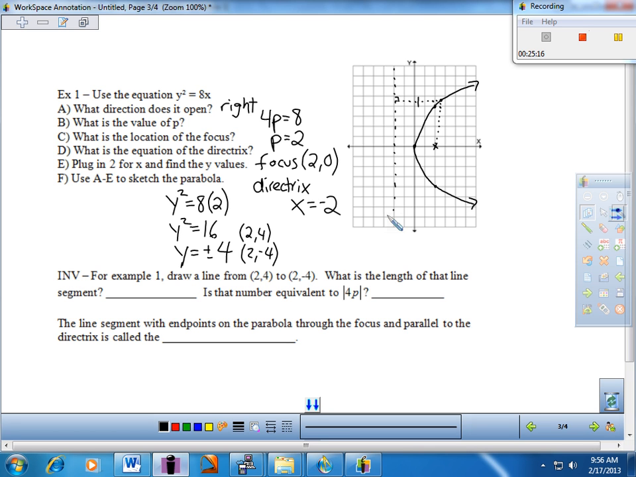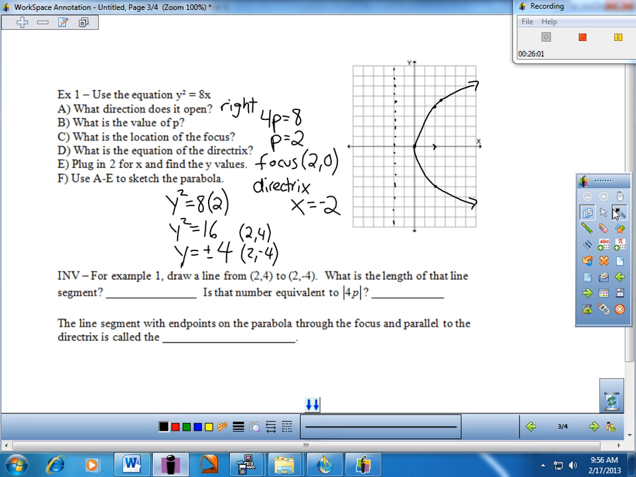All right, not too bad, right? Can handle this. Let's do a quick investigation to back that piece up and go from there. So it says, for example 1, draw a line from 2, 4, and 2, -4. What is the length of that line segment? All right. So you know what? Let me do just a touch of erasing here because I don't want it to get in the way of what I'm looking for.